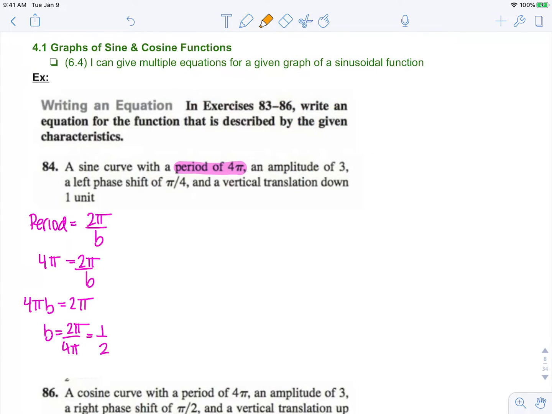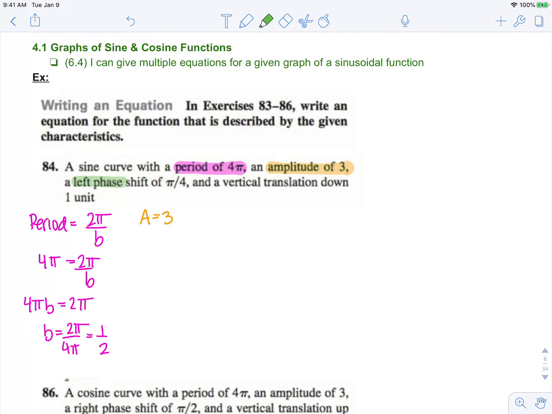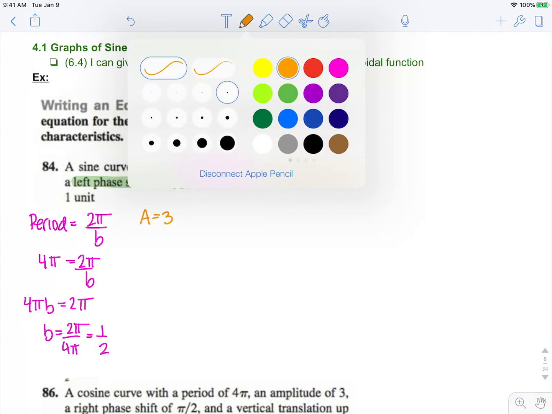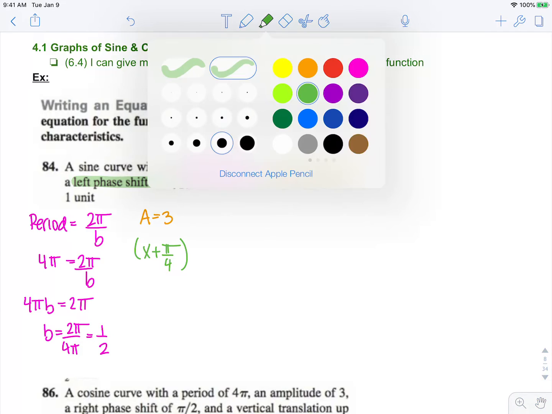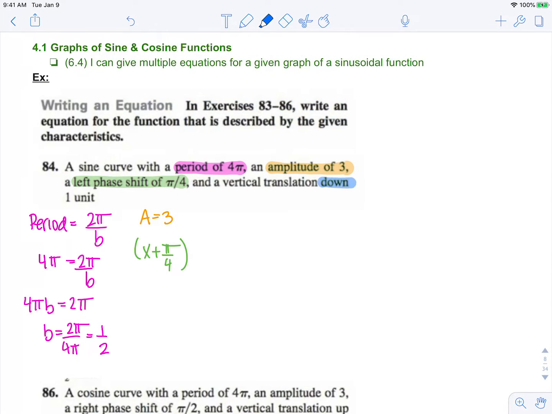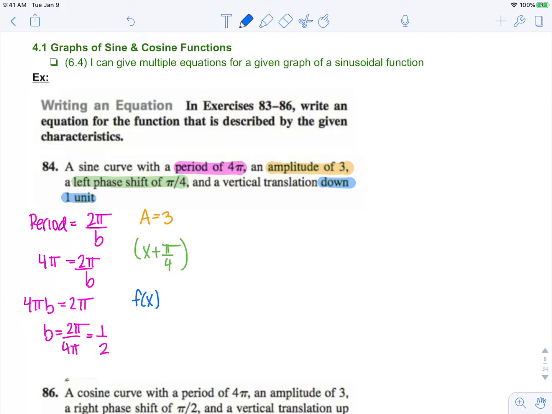Next, they tell us that we have an amplitude of 3. So we know that A equals 3. Next, they tell us we shift left pi over 4. So that means we'll have x plus pi over 4. And then lastly, we go down 1 unit. So that means we take our overall function and subtract 1.